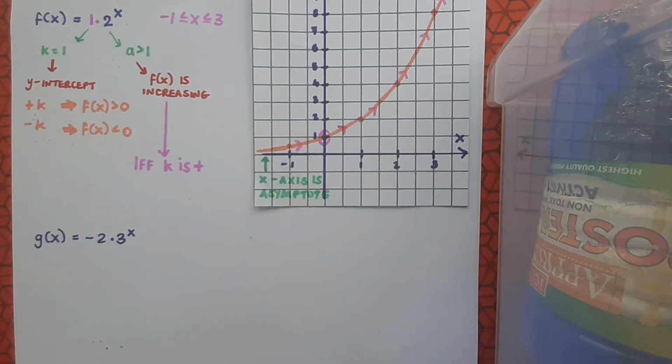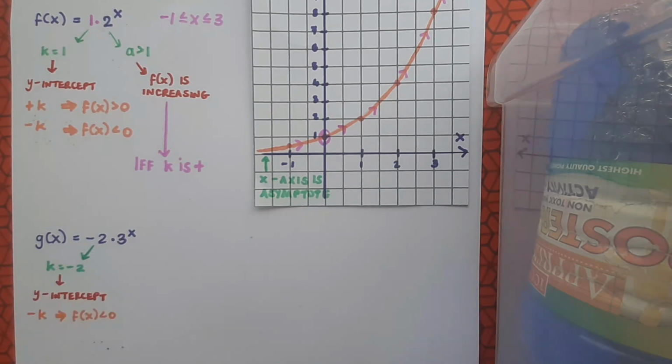Next, let's have a look at the function g of x equals -2 times 3 to the x. And we'll make a few observations about the function in its written form before we go to look at its graph and see what the links are. So first of all, we note that the k value in this case is -2. So I'm expecting that my function will go through the y-axis at this value. I also note in this case that the k value is negative, so I'm expecting that the function will be entirely negative. So what this means is I'm expecting the function will be below the x-axis.